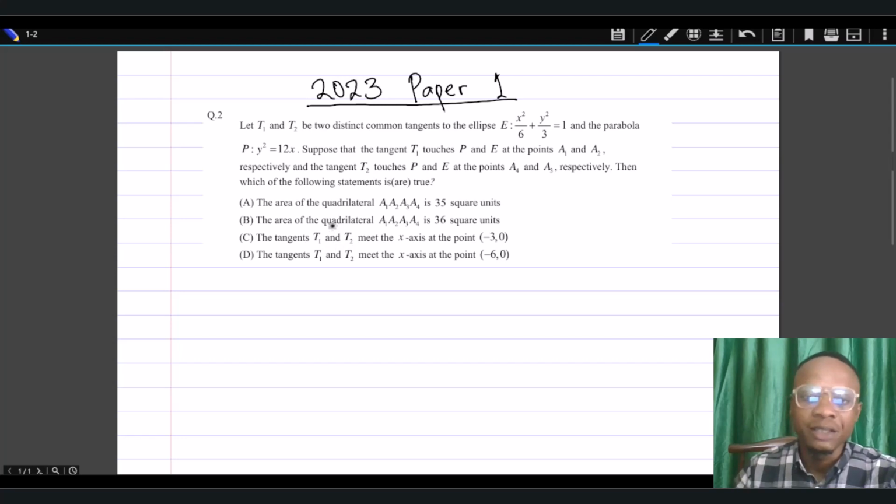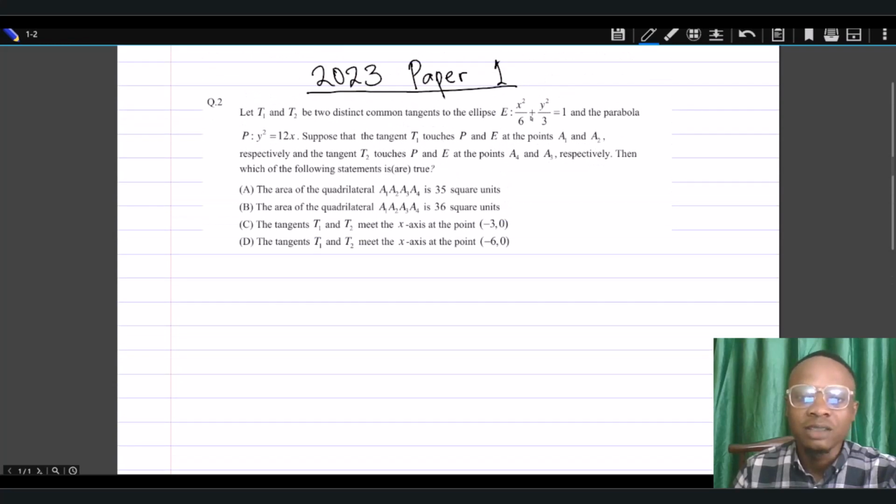So what do we mean by this? Firstly, we have an ellipse to deal with. We also have a parabola to deal with. Common tangents. We know that a tangent to a curve simply touches the curve at one point. So we will find a tangent that touches this curve and at the same time touches this curve. That is a line that is tangent to the ellipse and at the same time tangent to the parabola. That's what is meant by common tangents to this ellipse and this parabola. So how do we go about that?